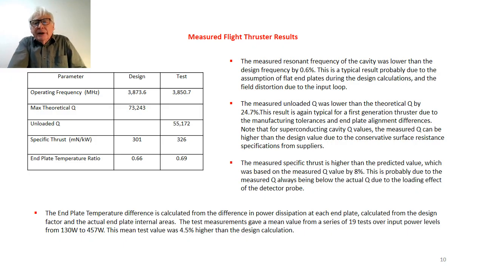And we went through this before, and in the previous lecture we actually gave a plot of the variation of unloaded Q against the tolerances that we applied. So it was not unexpected that we got this 24.7% reduction in the actual Q from the theoretical Q.